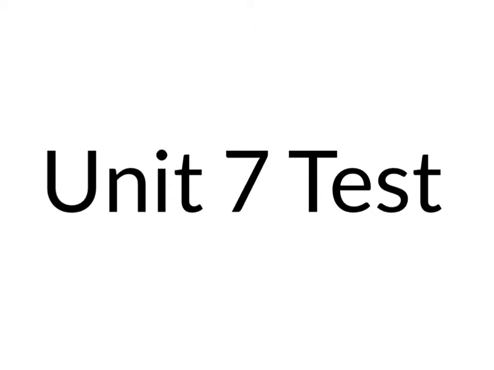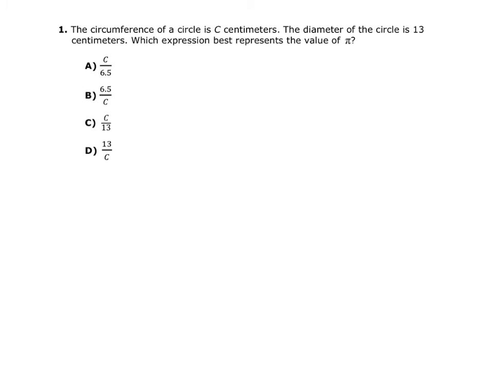Today we are going to go over the Unit 7 test. Number 1 says the circumference of a circle is c centimeters. The diameter of a circle is 13 centimeters. Which expression best represents the value of pi?